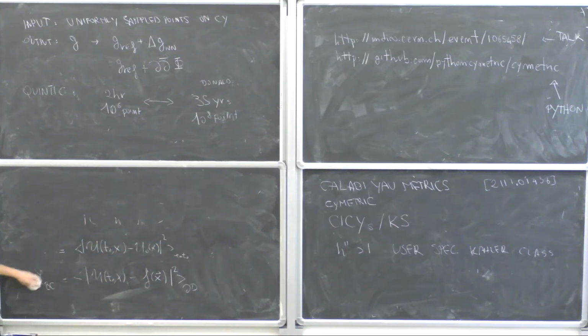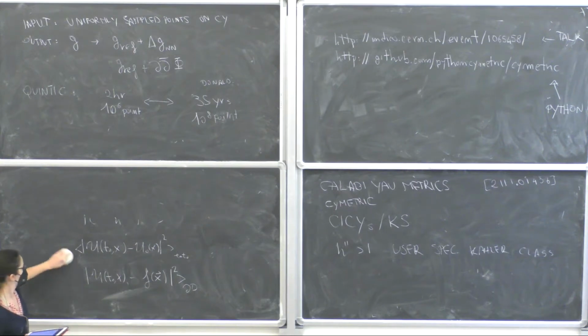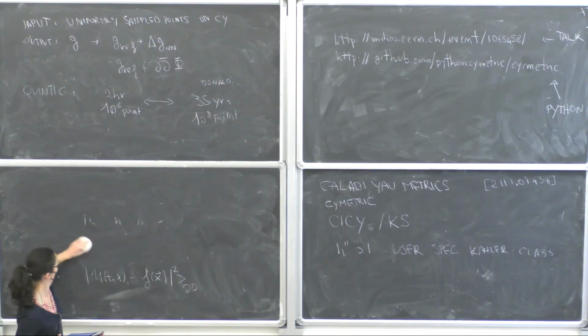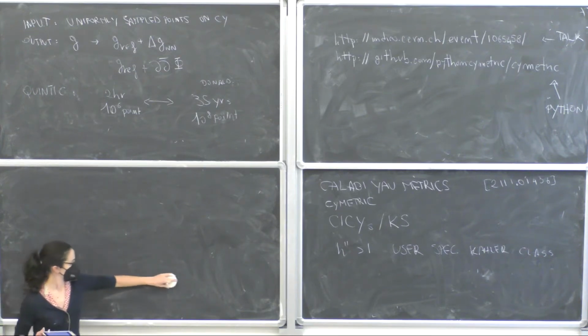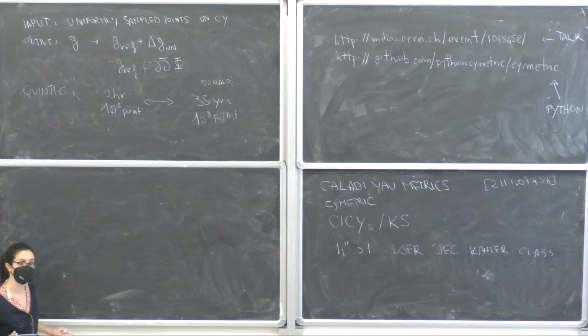Yep. Do they give a result as a function of the complex structure moduli, or does it only work for a specific choice of complex structure moduli? For example, the quintic has 200 of them. I think that you can choose them. So you can. So this is really, really powerful.